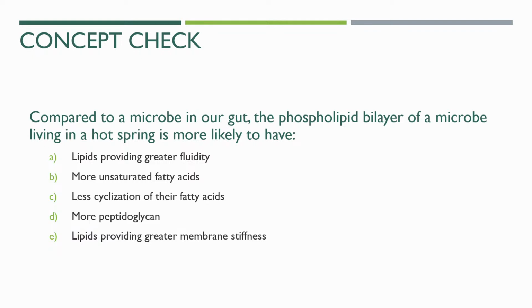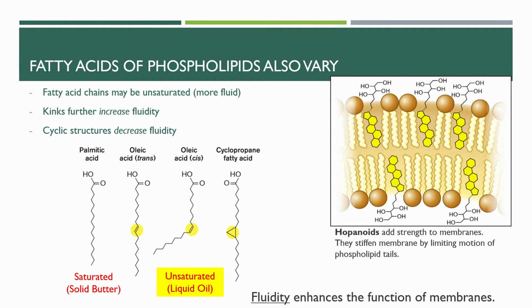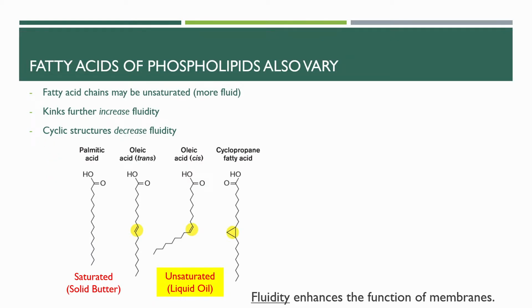So I see why you would ask if hopanoids are. I didn't know if it was like a trick. It's not, yeah, exactly. It's not, but you would just need some sort of lipids that would stiffen the structure. So lipids providing greater fluidity, you wouldn't want that because that would increase the fluidity. More unsaturated fatty acids, basically those also will cause more fluidity. You don't want that. And remember, less cyclization means you have more fluidity. So this is the example of cyclization, and then the kinks over here.